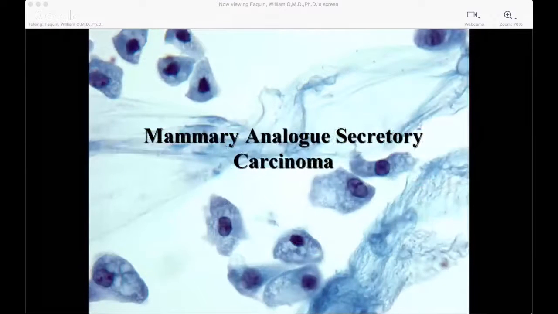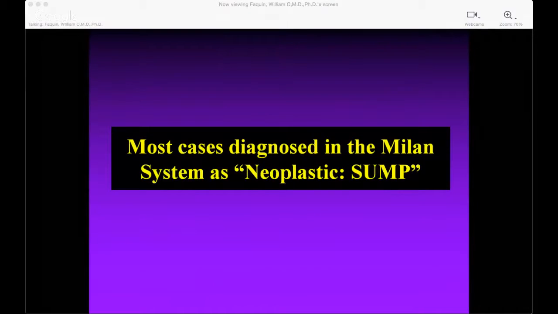We all are familiar with or have heard about mammary analog secretory carcinoma in the Milan system. If you only have cytomorphology, it's probably going to fall into this neoplastic, uncertain malignant potential category. However, if you can do ancillary studies, you may actually make the definitive diagnosis on FNA.